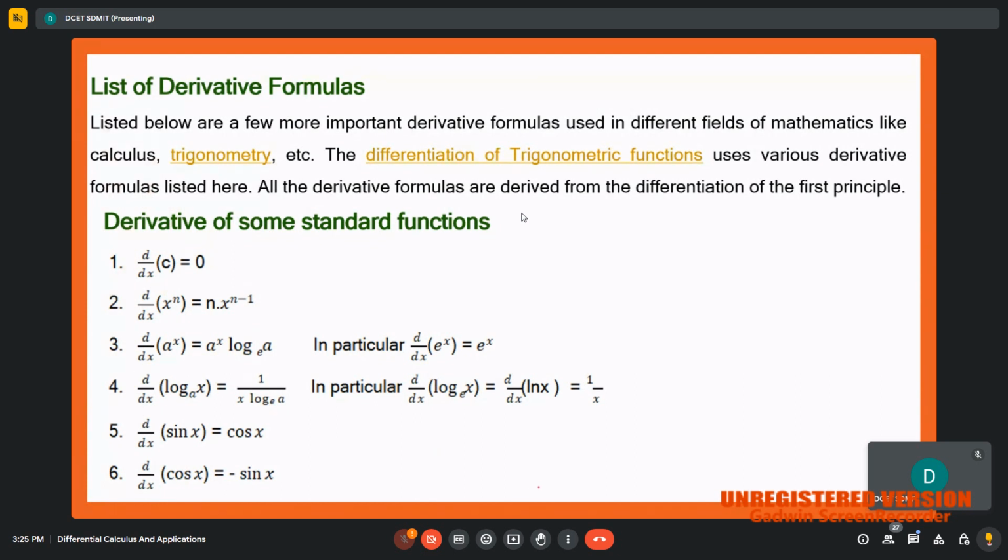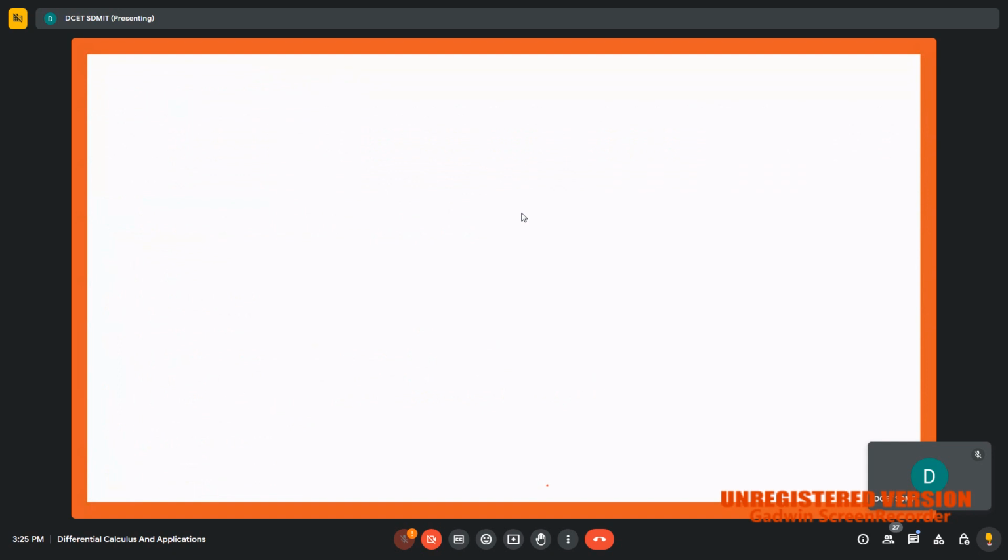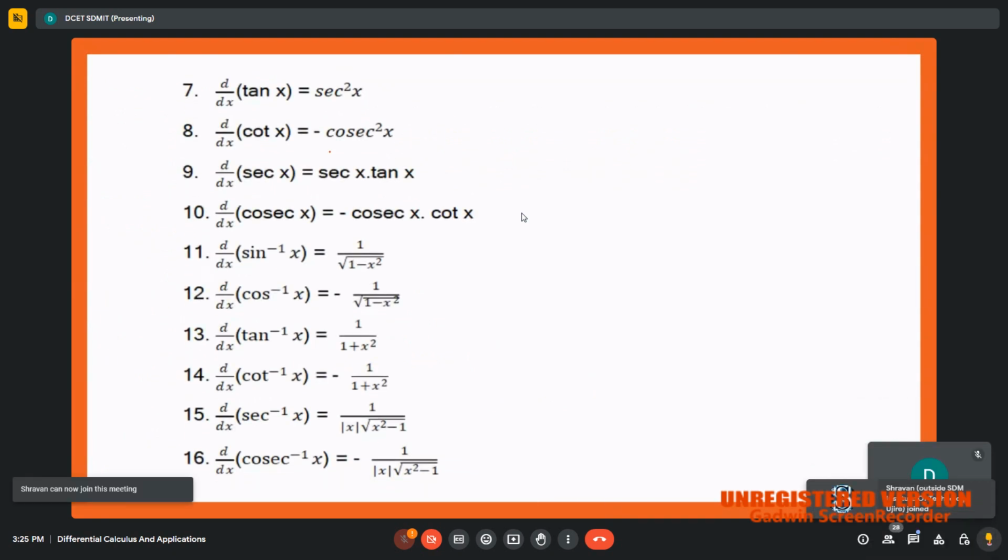Okay, now other standard functions are here. See here. These are standard functions. Differentiation of tan x is secant square x. Cot x is minus cosecant square x. Differentiation of secant x is secant x tan x. Differentiation of cosecant x is minus cosecant x cot x. Differentiation of sine inverse x is 1 divided by square root of 1 minus x square. Cos inverse x is minus 1 by square root of 1 minus x square. Differentiation of tan inverse x is 1 by 1 plus x square. Cot inverse x is minus 1 by 1 plus x square.